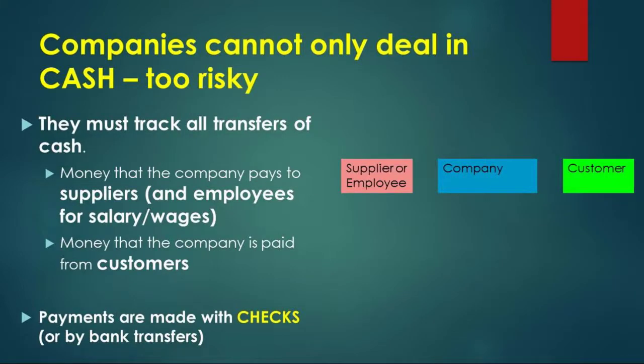Imagine if a company had to pay a bill and they said, oh, here's $10,000 in cash. There would be no record of it, and they need to track all transfers of cash so that they can prove that they made that transfer. So what do they track? What happens with cash? They track money paid to suppliers or employees, or money that is paid to them from customers. Payments are made with checks. They can also be made by bank transfers, and I think a lot of you who are listening probably do not use checks anymore. You just do automatic transfers, but companies still deal in checks.